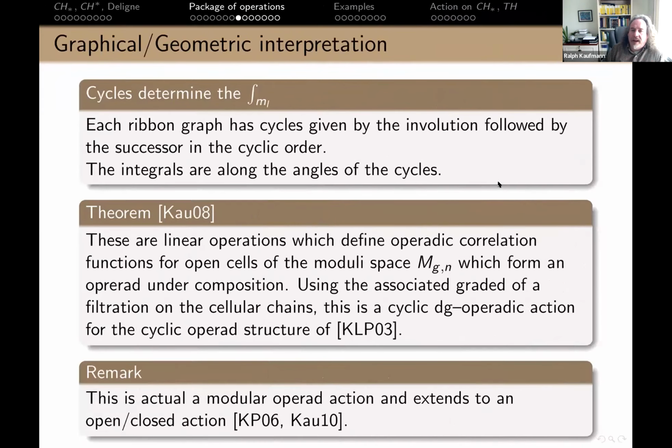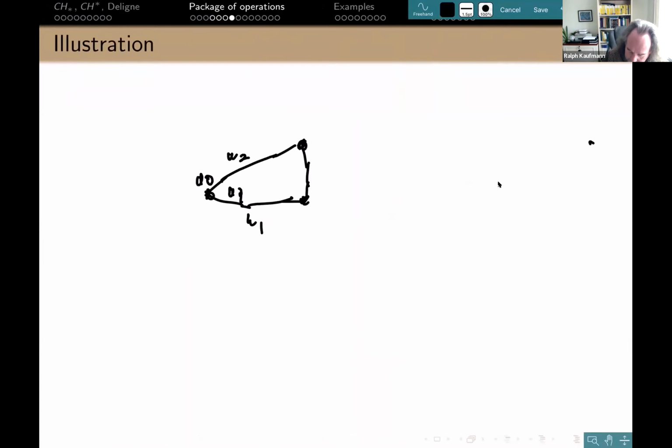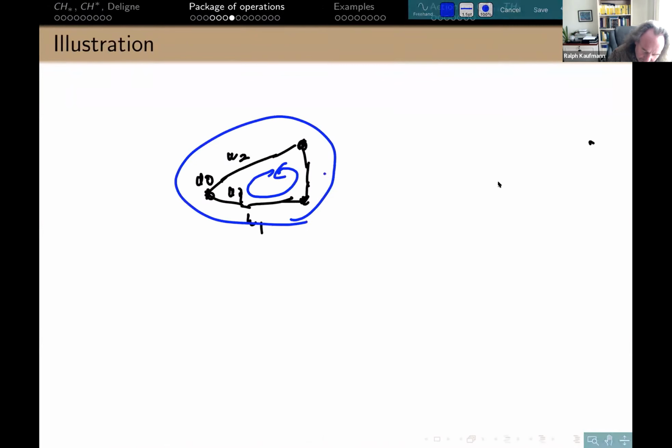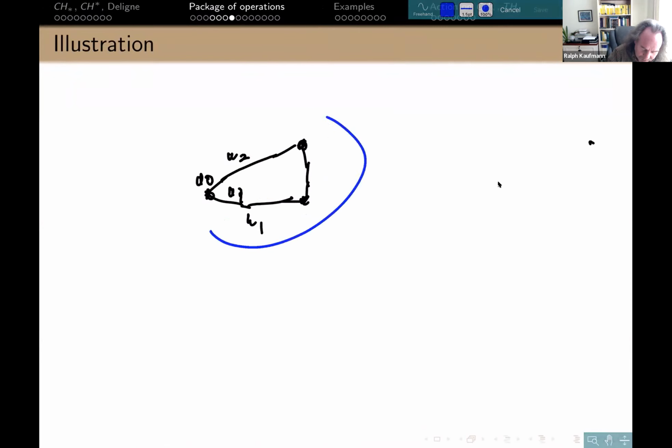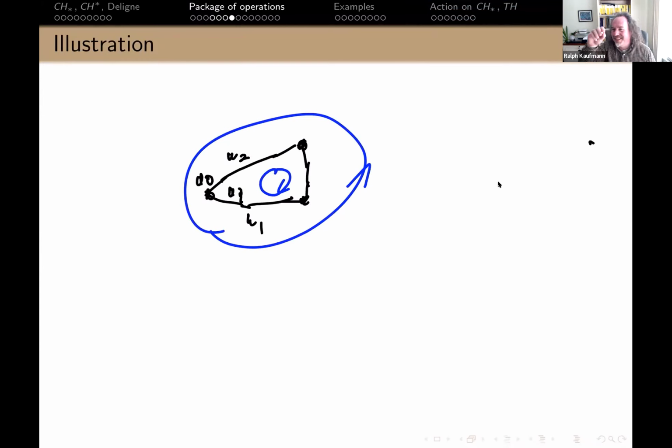All right. So each ribbon graph has cycles given by the involution followed by the successor. For my triangle, this is actually fairly easy. Here I can go on the inside. I would have one cycle, and on the outside, I have another cycle. Sorry, no, actually they go the other way around. If I use the orientation of the plane, I have 2 cycles, and the outside goes counterclockwise and the inside goes clockwise. It's like we teach our kids in Calculus 3. This is a disk, and you have this boundary going inside and outside.